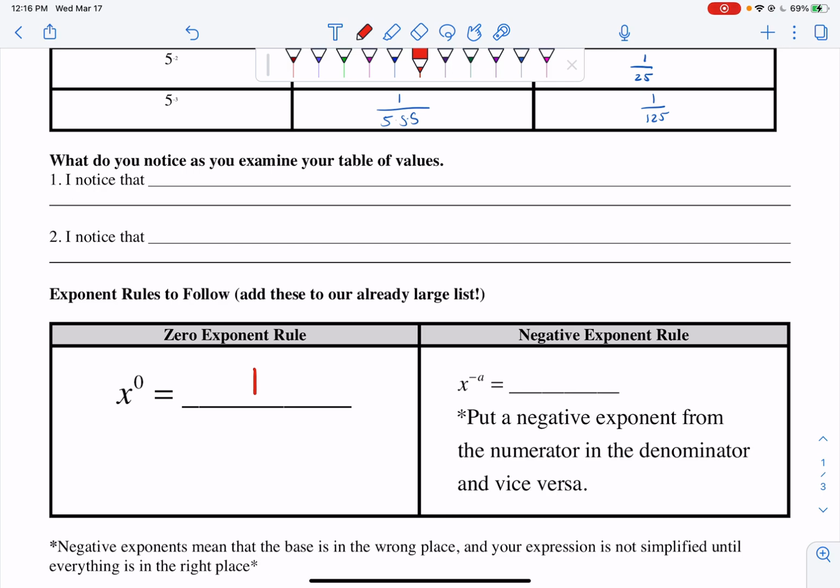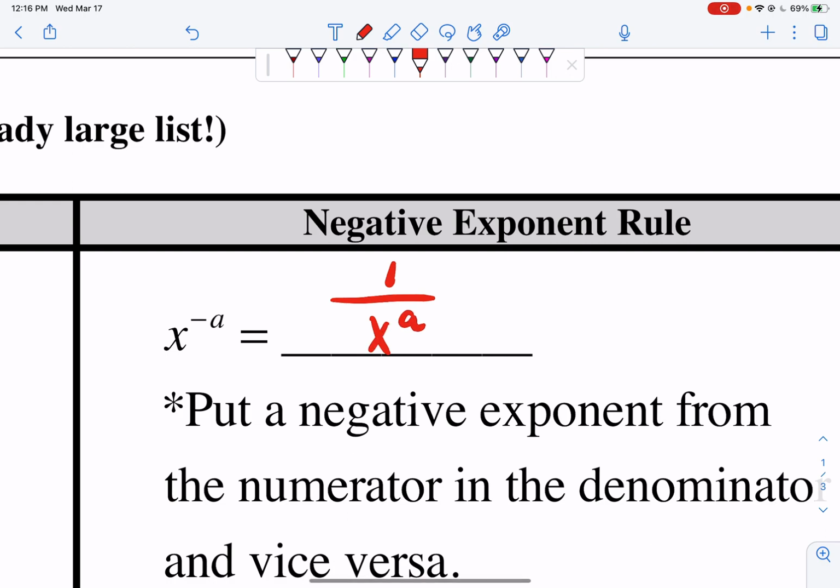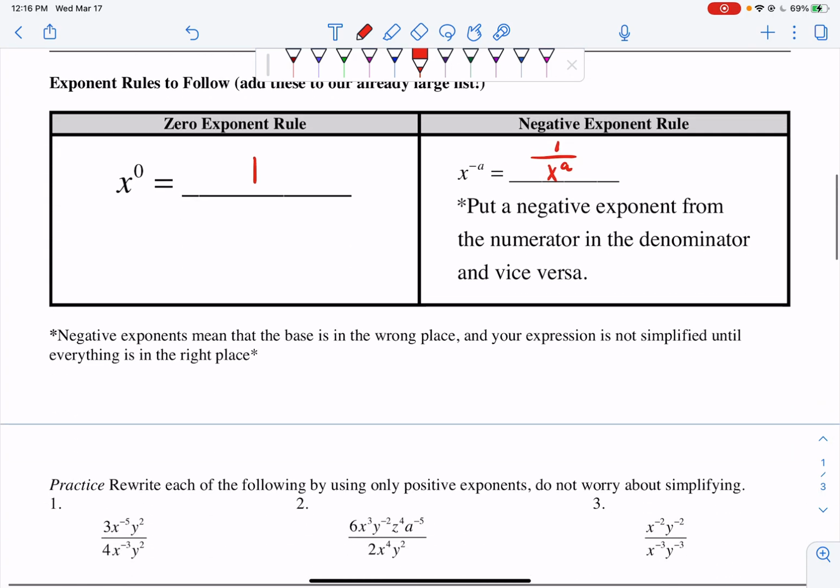Now, here's my negative exponent rule. My negative exponent rule says that you just put your negative exponent wherever it is in the opposite spot. So if it's in the numerator, you put it in the denominator. If it's in the denominator, you put it in the numerator. So I basically just flip it. So I get 1 over x to the a. So negative exponents mean that your base is in the wrong place. Your expression is not simplified until everything is in the right place. Just a warning. You've got to make sure everything is in the right place.